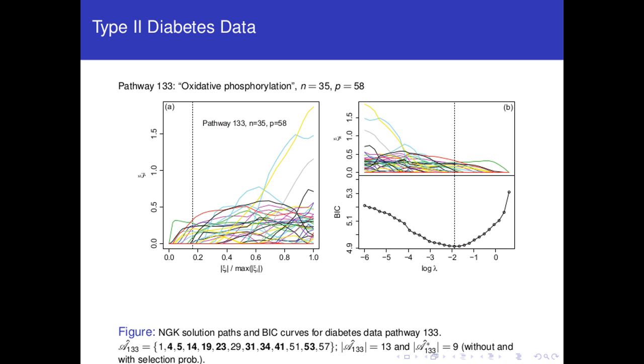And then we apply our approach to several pathways. One pathway is the 133 pathway, the oxidative phosphorylation pathway. In this pathway, the sample size is 35 and P is 58. We have a tuning parameter here, and then we identify those variables that are important. How many variables do we select? We select 13 variables. And then we further calculate the selection probability for all variables. The selection probability threshold is 0.6. And then we identify 9 variables as important variables.